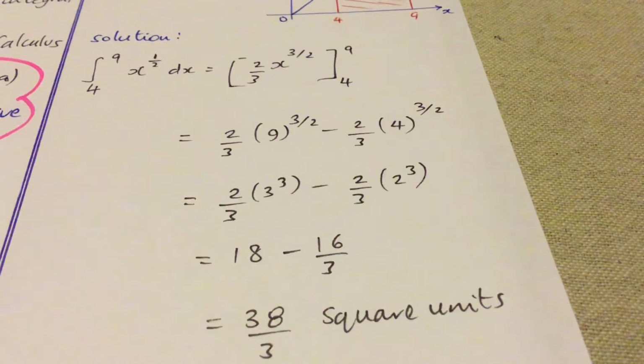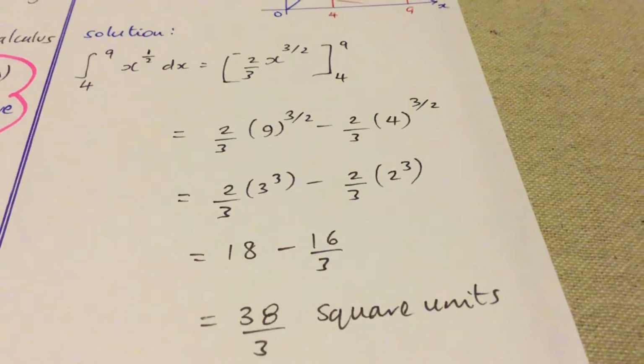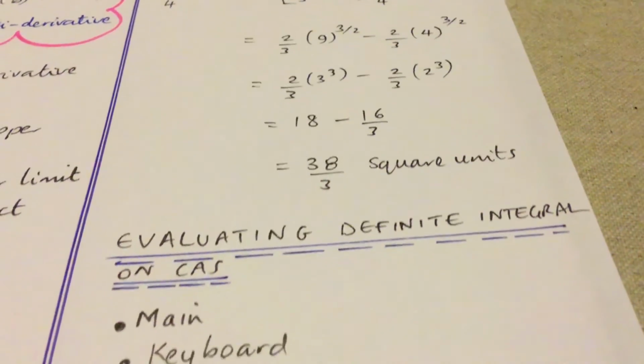take 16 on 3, which works out to be 38 on 3. Now, if you're allowed to do the question on a ClassPad calculator, you follow these 4 simple steps.